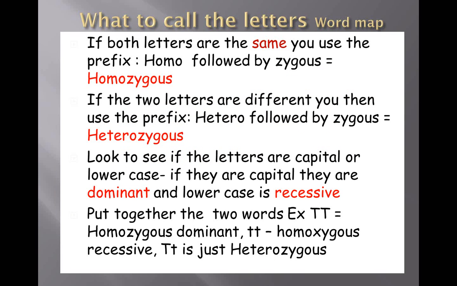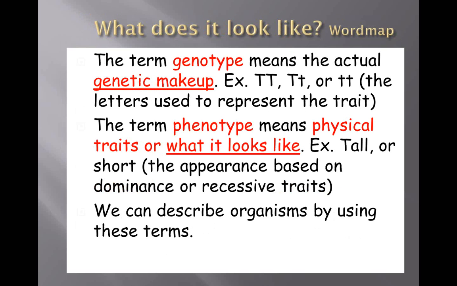If both letters are the same, use the prefix homo. Zygous. Homo means the same. If both letters are different, you use the term heterozygous. Hetero is the prefix that means different. The term genotype means the actual genetic makeup, the letters used to represent that trait. The term phenotype is the physical characteristic, or what it looks like, such as tall or short, the actual appearance.